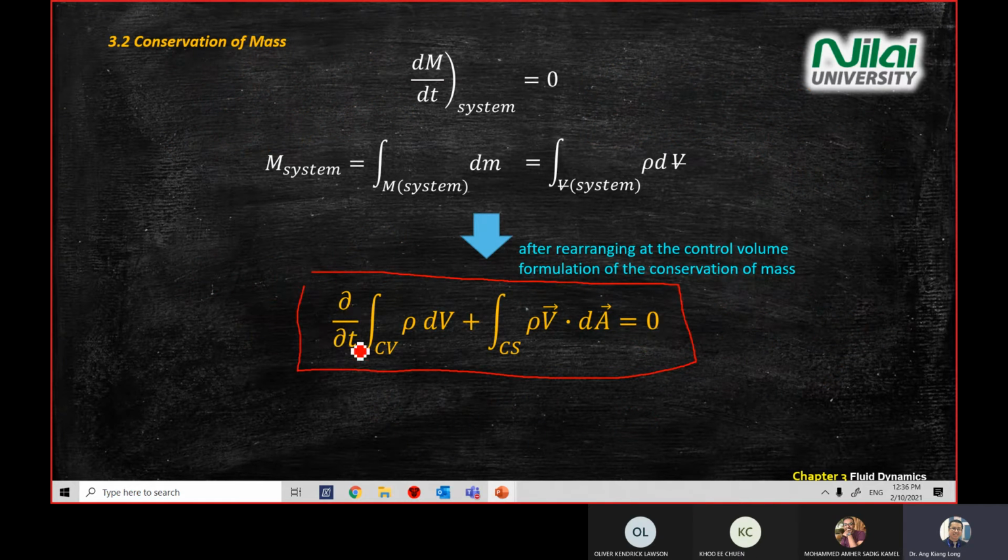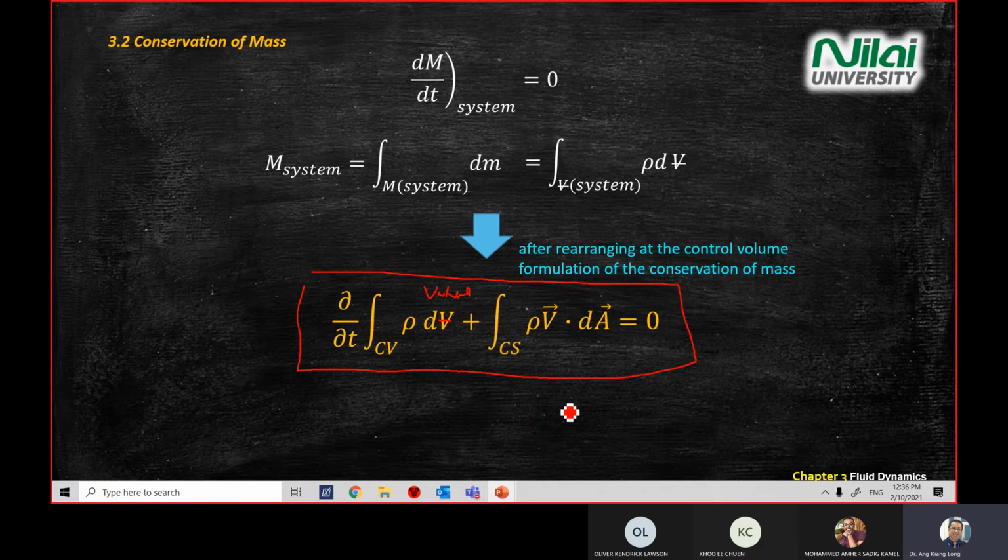Del over del t, integrate over the control volume dimension rho dV, plus the control surface here. Don't copy the del t; you don't need the del t for the second term here. You take rho times speed times dA. So again, this is volume. The first term is rho times volume. When I typed this one, I forgot to put the center mark here. It represents volume.